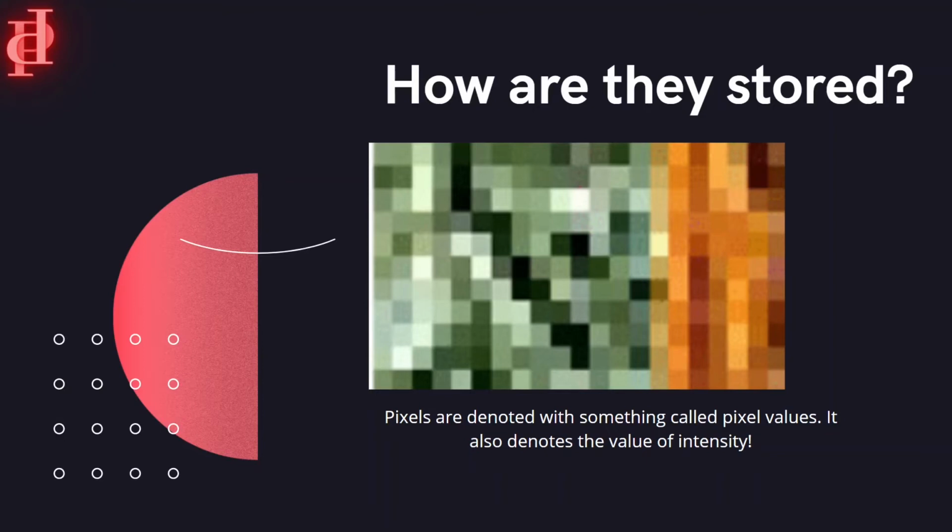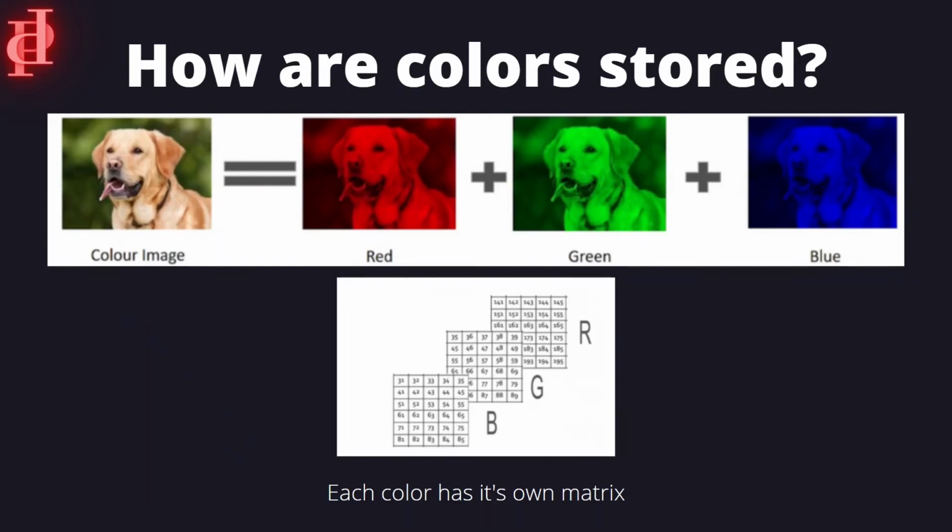So an image, as I said, is a collection of colors, and we need to know how colors are stored. So let's say we have an image over here. We have a colored image, a dog, and we are dividing this into three different images.